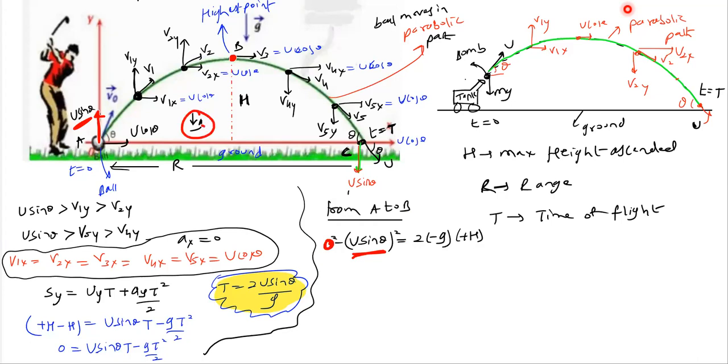Then how is g acting? Opposite to u sine theta, so negative. Why is h positive here? Because of how you are measuring displacement. Though it moves in a curved path, what is the displacement from A to B? We should take plus h, no? And you are measuring this displacement in the direction of initial velocity, so therefore this will be positive. Fine. Okay, now we'll simplify it. This will be u square sine square theta equals 2gh. So the maximum height ascended will be u square sine square theta by 2g.